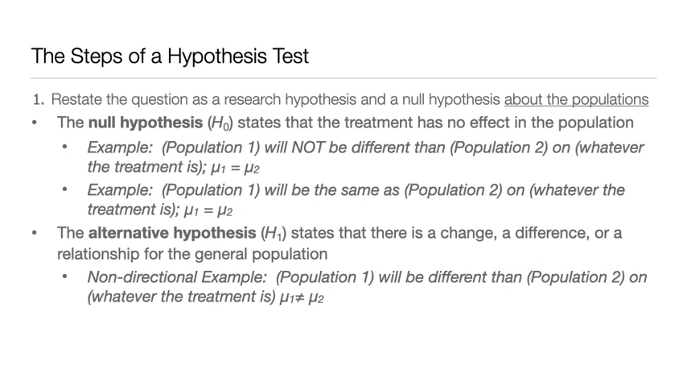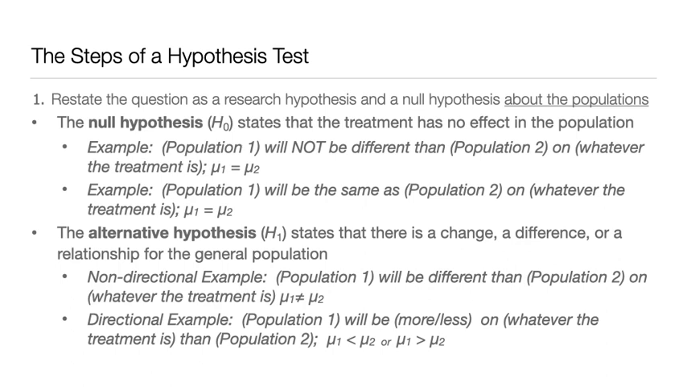If you had a directional example, same thing, fill in the blank. Population 1 will be more, less, happier, sadder, whatever the case may be, on whatever that treatment is, than population 2. Make sure, this one gets a little bit dicier.